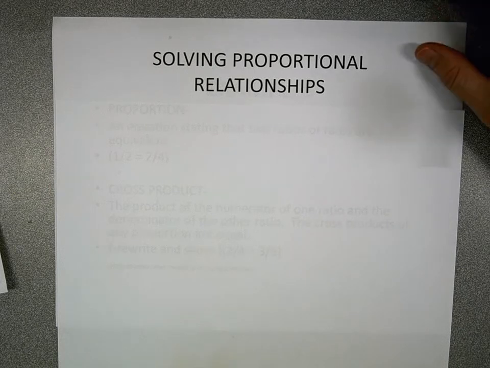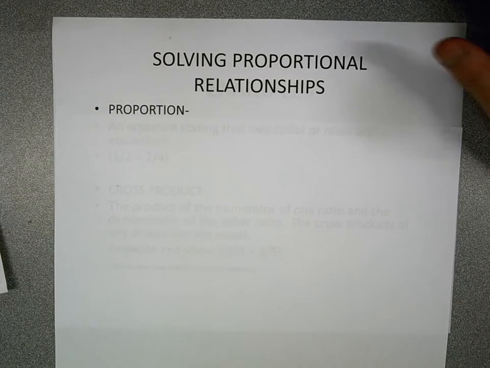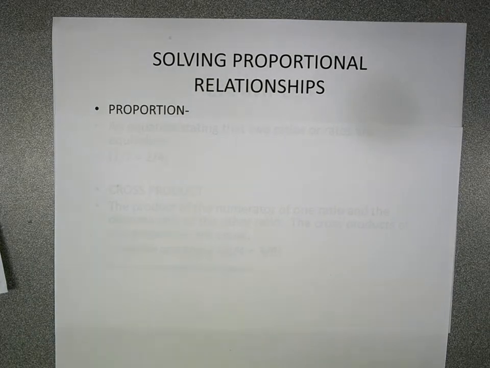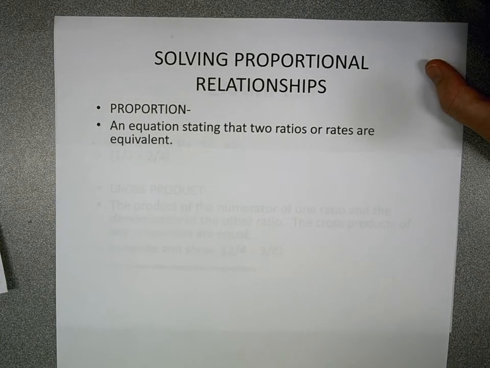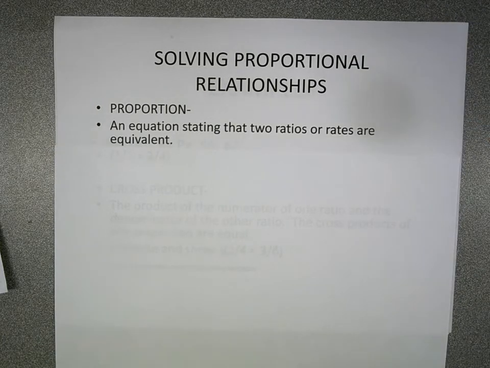All right, the very first word is proportion, everyone. Last lesson we talked about the word proportional. The suffix -al changes it to an adjective, but bottom line is that it's very much the same. Proportion is just the noun form. Here's what your book says a proportion is: an equation stating that 2 ratios or rates are equivalent.